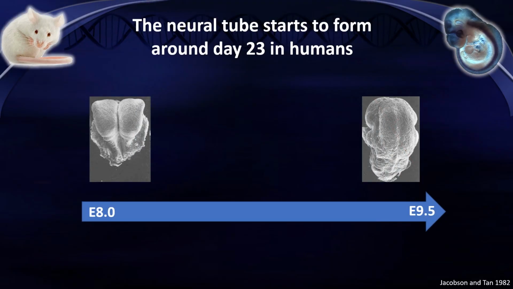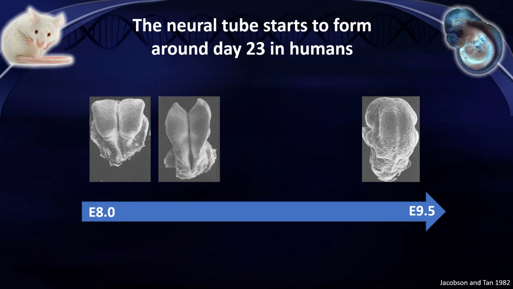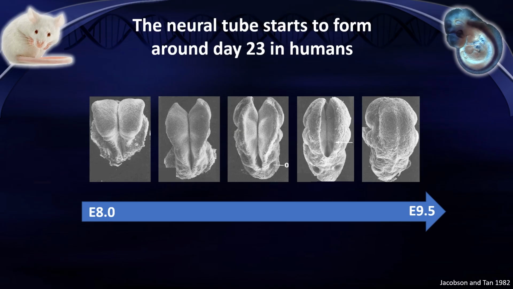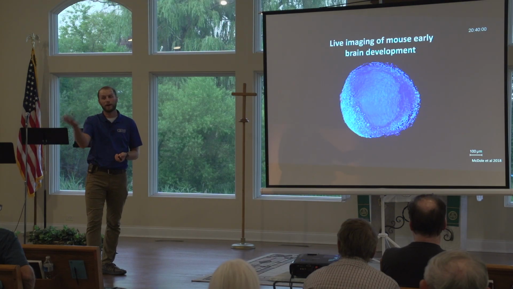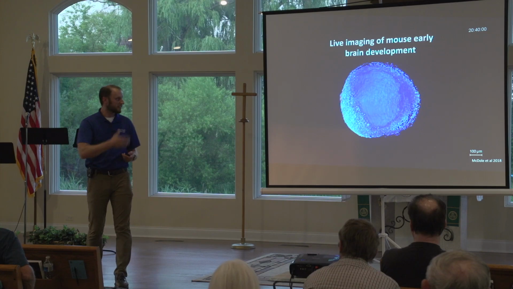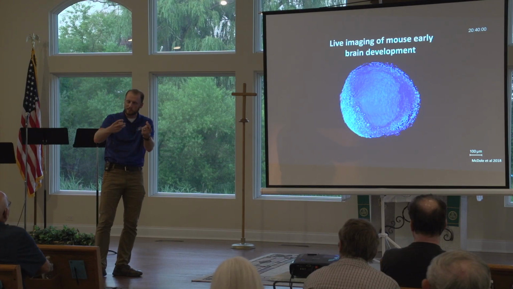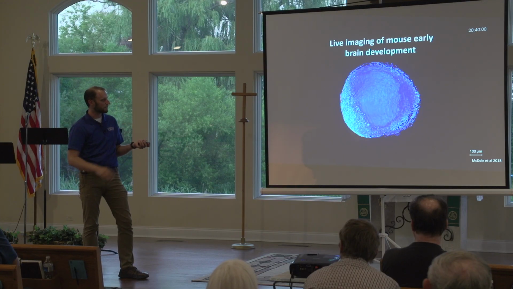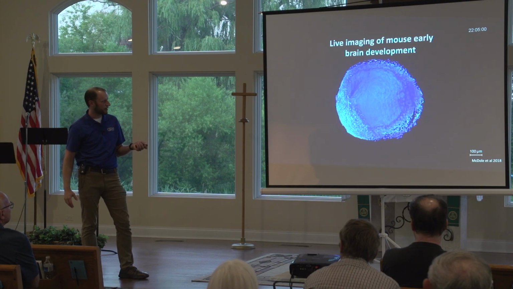This is day 8 during mouse development. This is day 9.5. Open, closed. Here's what it looks like between that time period. Those folds gradually come together until you eventually close that tube. This is hard to see in a mouse because a mouse develops in utero. But the technology now exists to be able to extract those embryos and grow them artificially and image them. So this is some of the first imaging of this process.